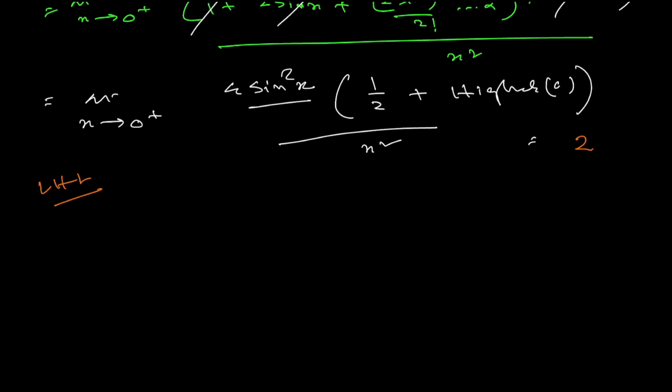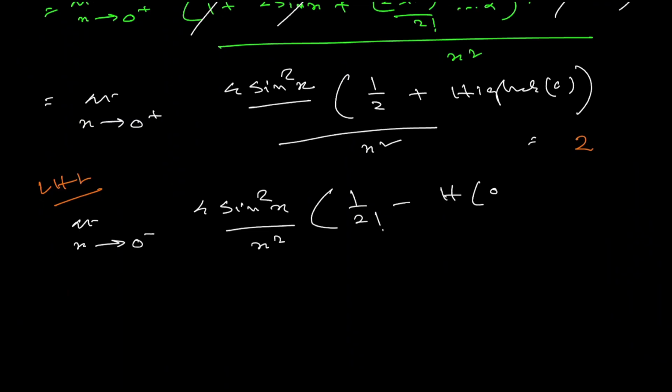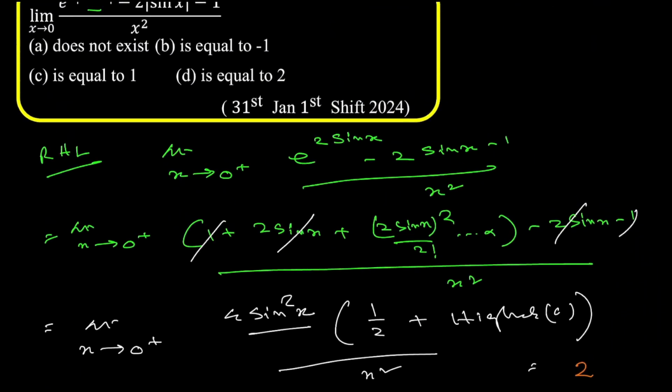Limit x tends to 0 minus. Now, the same thing will be coming, 4 sin square x. If I take common, I am not writing so much. You can understand this. 1 by 2, minus all higher powers containing x. So all are coming 0. The answer is coming 2. So right hand limit equals left hand limit equals 2. So the final answer is coming. This is D. So remember one thing, everyone.